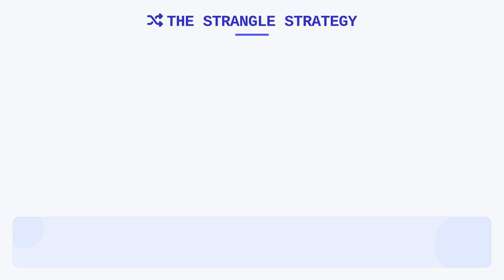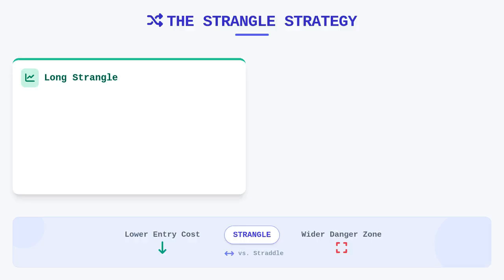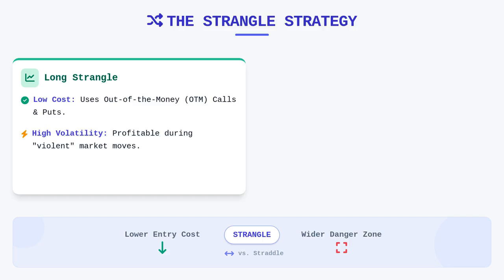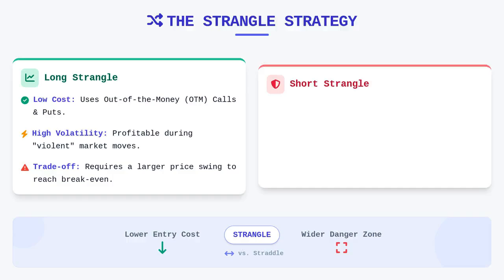Strangles offer a variation on this theme by utilizing options that are out of the money for both the call and the put. By choosing strike prices away from the current market level, the cost of entry is significantly lower compared to a straddle, which makes this an attractive tool for traders looking to manage capital efficiency. However, the trade-off is that for a long strangle to become profitable, the market must move a larger distance to reach the respective break-even points. The upside potential remains substantial if there is a violent move, but the range where the strategy loses money is wider than that of a straddle.